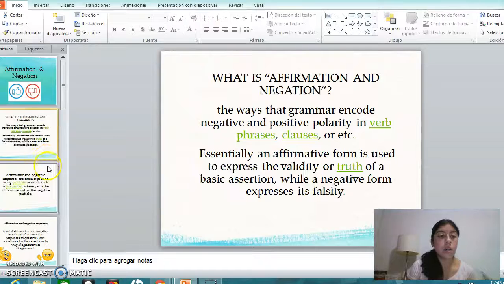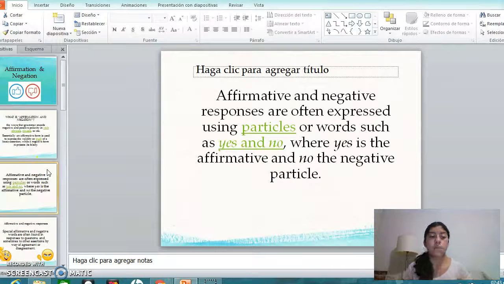Okay? So, moving on. Affirmative and negative responses are often expressed using particles or words such as yes and no. These are the ones that we often use on a daily basis, okay? Where yes is the affirmative and no is the negative particle, okay?